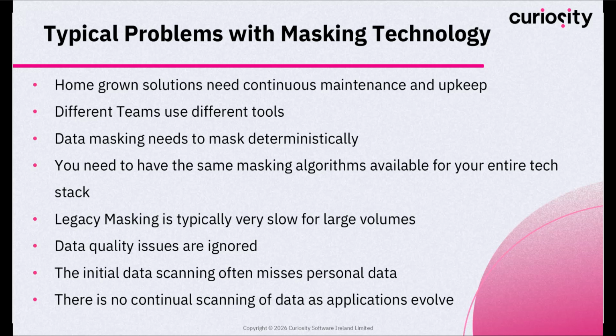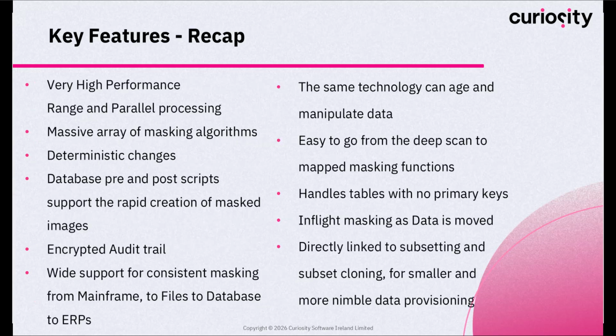Legacy masking is typically very slow at large volumes. When you're masking datasets in the realms of billions of rows, you need modern high throughput technology. Data quality: a masking project can become a data quality project. Once you find bad or missing data, you need to decide what to do with it when you mask it. Do you just pass the bad data through or blank it out? You need to decide before you mask.